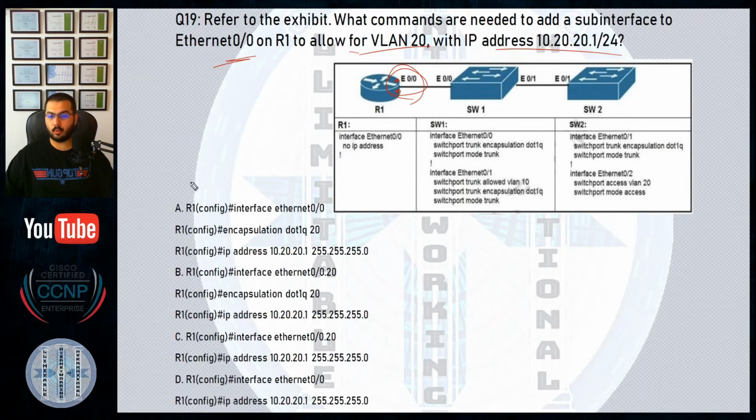Okay, so we need to search for interface Ethernet 0/0. This is configuring the global interface, not creating a subinterface. I'm sorry, Ethernet 0/0.20, correct. The encapsulation is for VLAN 20, correct, and the IP address is the same as mentioned here. This is extremely correct. C is talking about an IP address without encapsulation. It will not operate. Once you hit enter with that line, it will give you an error, because the subinterface is not encapsulated. And D, an IP address on the global interface Ethernet 0/0, will be useless because we need to add a subinterface. So only B is correct for this question.